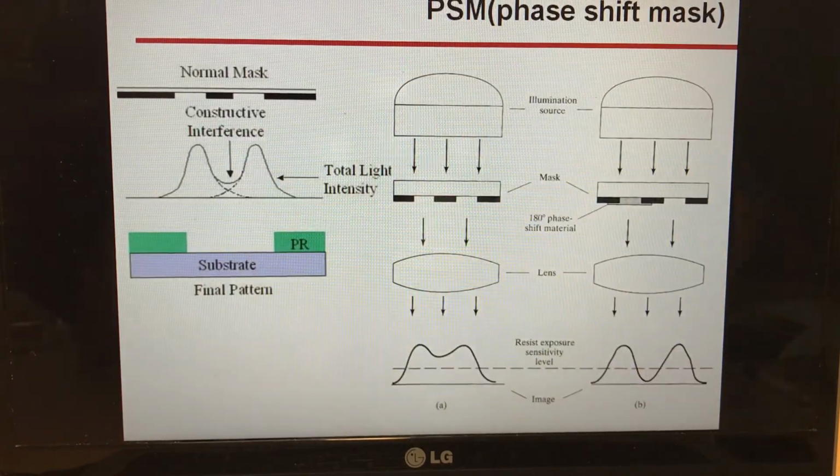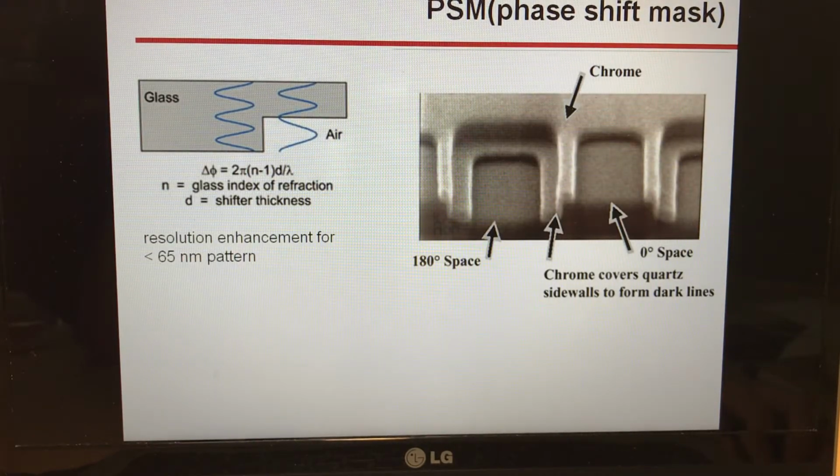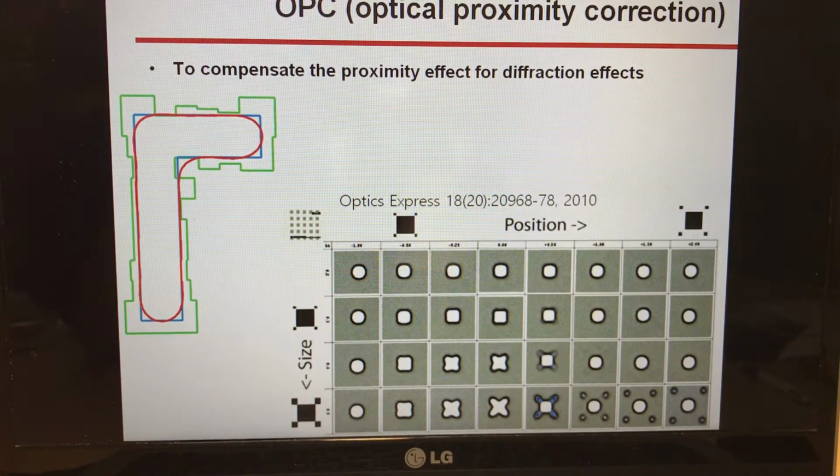Also, PSM, phase shift mask, prevents reinforcement and overlap too. So when we use PSM, we use a mask with a phase shifter placed on it. OPC, called optical proximity correction, corrects the optical proximity effect. When light is exposed, the light broadens, so we use this method to select the shape which is wanted.